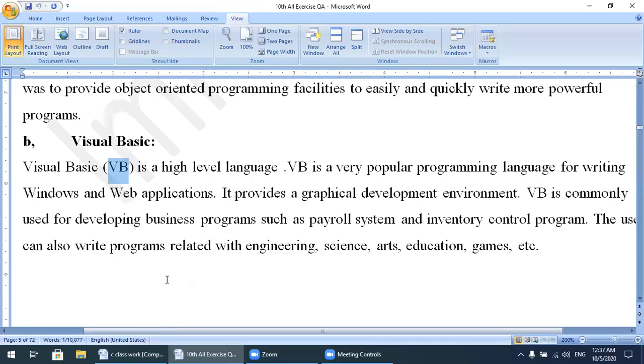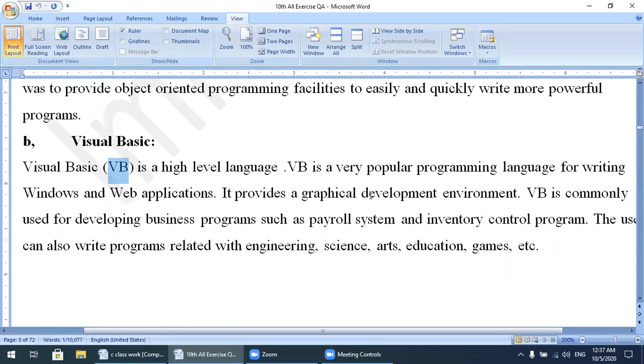VB is a more powerful programming language for writing Windows and web applications. It provides a graphical development environment. For example, I'm using MS Word right now in the Zoom meeting. Watch here in MS Word, you are watching the menu bar. There are different kinds of icons over here at the top.